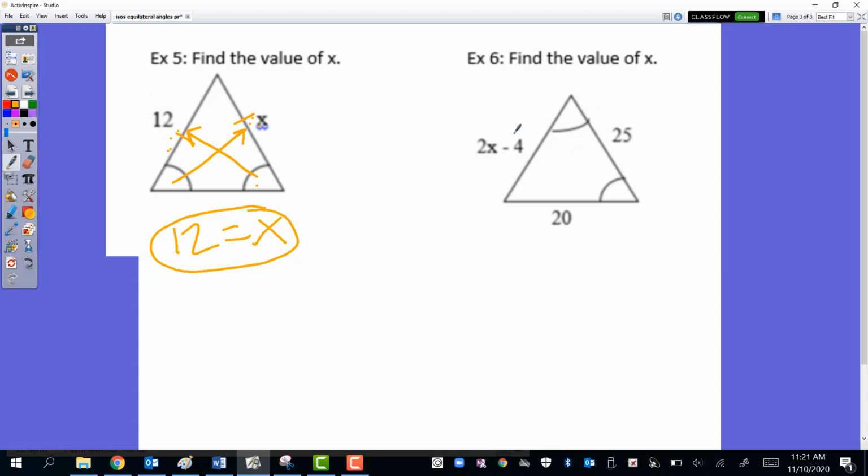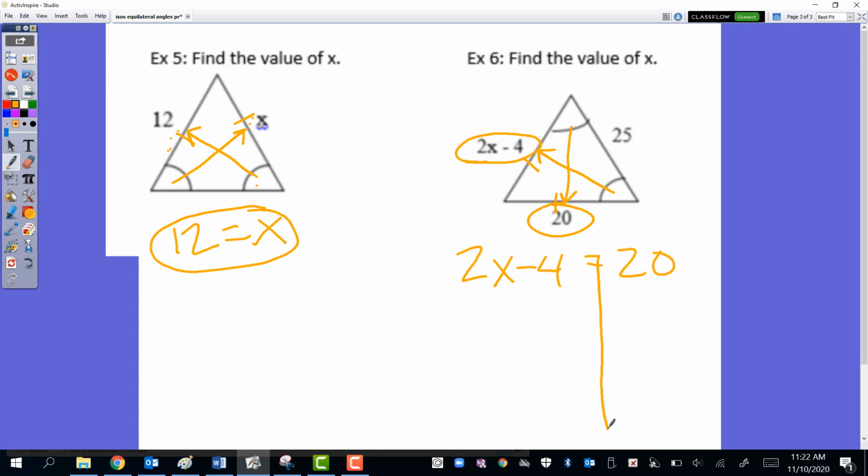In number 6, I have 3 sides, but I only have 2 of the angles equal. So I have to figure out which are the equal sides. What's across from these angles? Here's the angle, the side across is this one, so I put a tick mark. Here's the other equal angle, the side across from that, put a tick mark. So which ones are equal? This one and this one. So that's the equation I'm going to write. That one side equals the other side. And I solve.